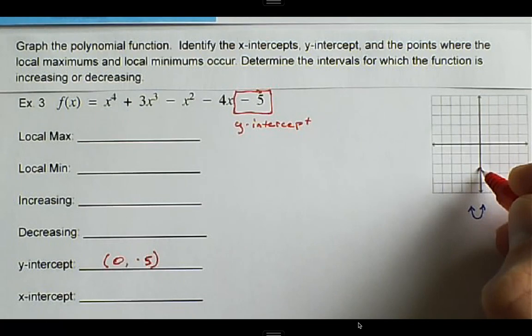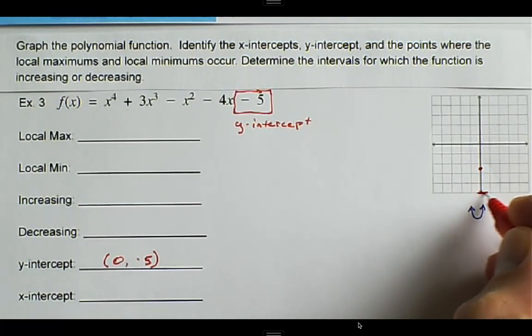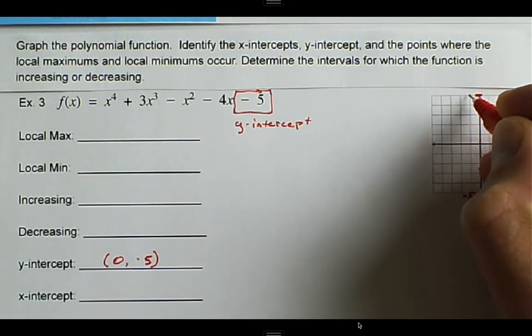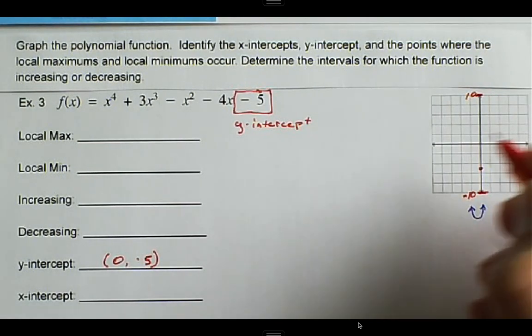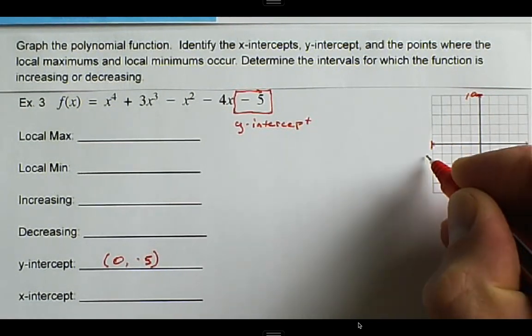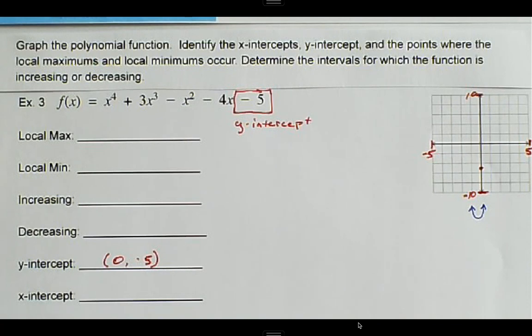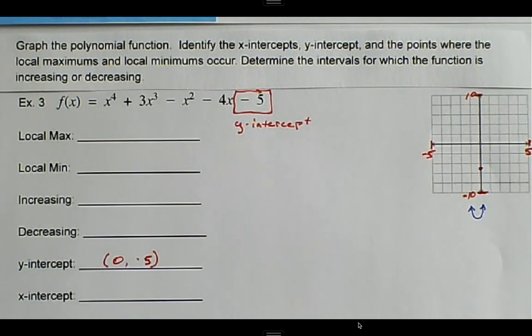For our x and y axis, this time we're going to have -10 and +10. So we're going to count by 2's on the y-axis, and we'll still count by 1's on the x-axis. For the other parts, for the local max, local min, and the x-intercept, we're going to use the graph again to pick those points from.